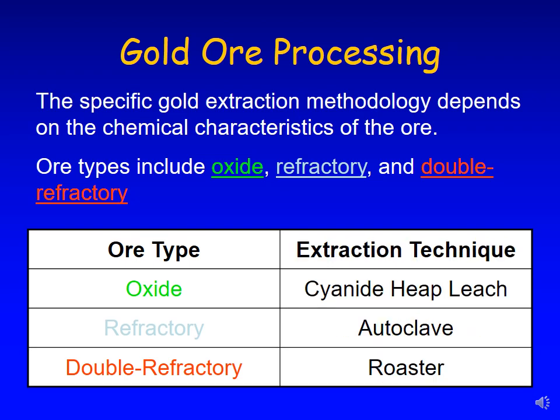The extraction techniques necessary for each of these differ. For the oxide type of ore, you can use cyanide heap leaching. For the refractory type ore, you can use an autoclave. And for a double refractory ore that has both sulfides and carbonates, you need to use a roaster. And it's the roaster that has the greatest potential for emission of mercury to the atmosphere.